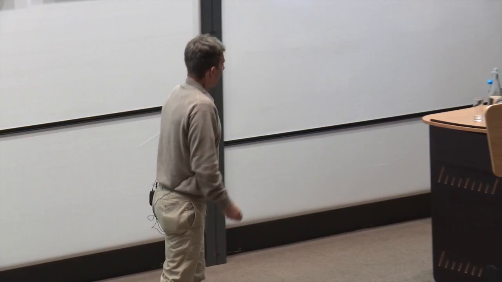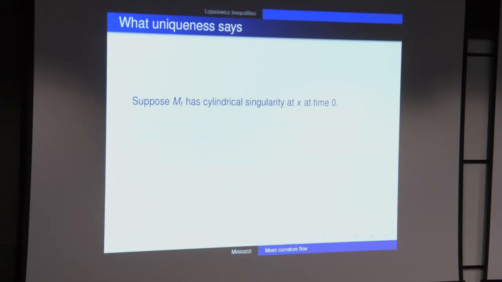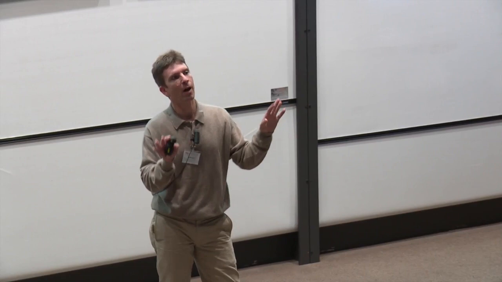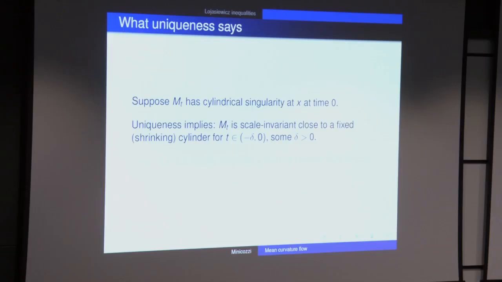Okay, so I'd like to connect this, explain how the uniqueness fits together with this structure of the singular set. Let's imagine that you have a singular point. If there's some singular point at a point x at time 0, then if I look at slightly negative time, just before this, I'm going to see a cylinder here. Let's not worry about the sphere case. So if I look just before, the entire flow in this neighborhood is very well approximated by a cylinder. And in fact, we show that you can do this on some uniform scale.